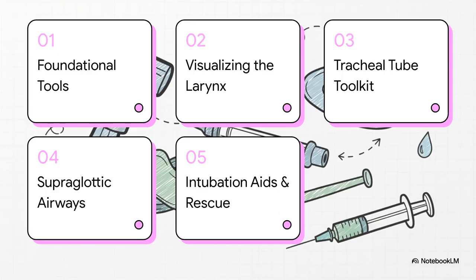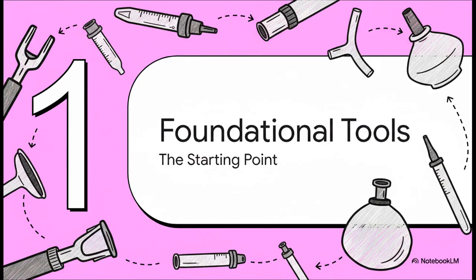First, we'll cover the absolute fundamentals, the stuff you need just to keep the patient oxygenated. Then, we'll get into visualizing the larynx, securing the airway with a tracheal tube, and then we'll look at the alternatives, like supraglottic airways. And finally, we'll wrap up with the rescue gear for when things get complicated. Okay, let's get right into it.